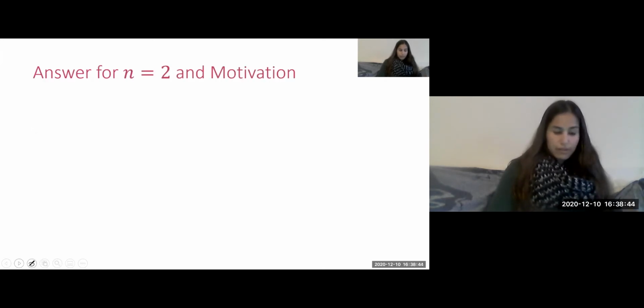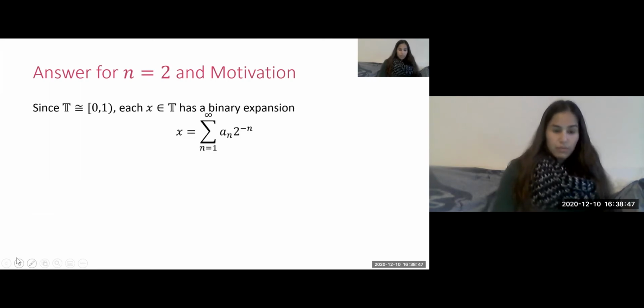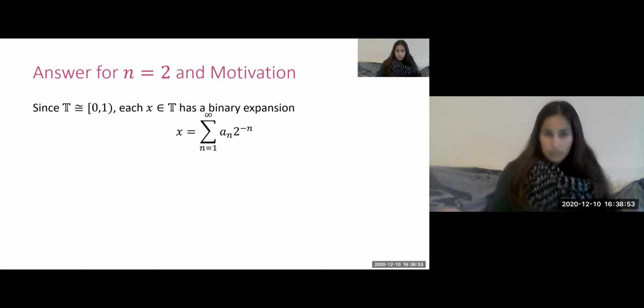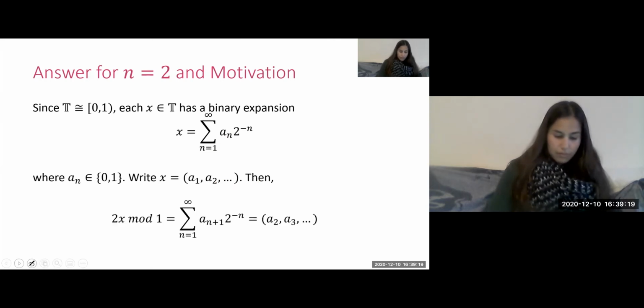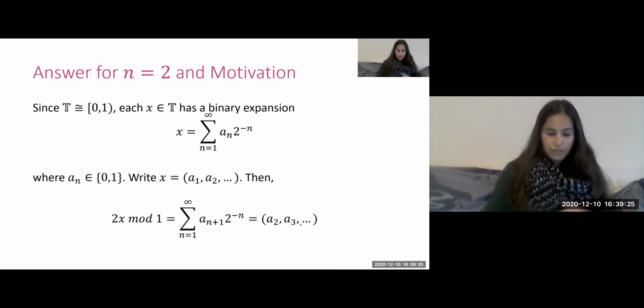So here's the motivation, and n equals 2. So let's take the one-dimensional torus. We know that every number between 0 and 1 has a binary expansion, of this form. Now let's look at what happens when I take this number in binary expansion and multiply it by 2. Before that, I want to write this number out instead of the sum as a binary vector, which corresponds to the sum here. So when I multiply it by 2, all that happens is that I just shift this vector. That's why I wanted to go through the vector.